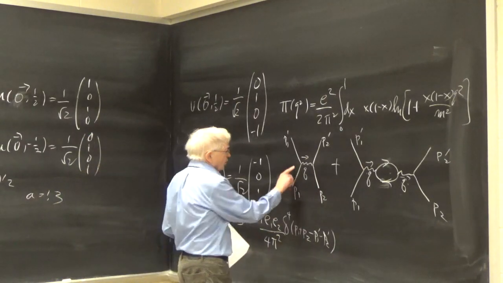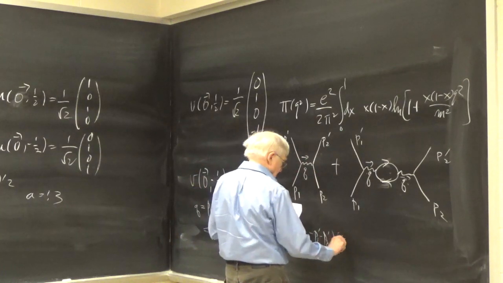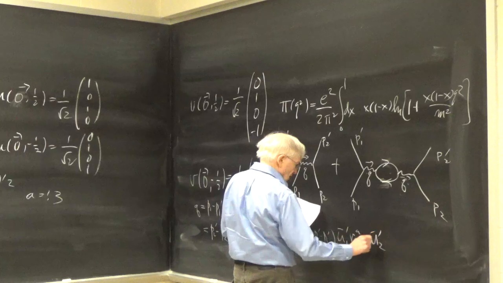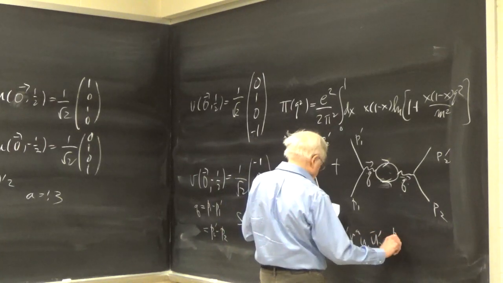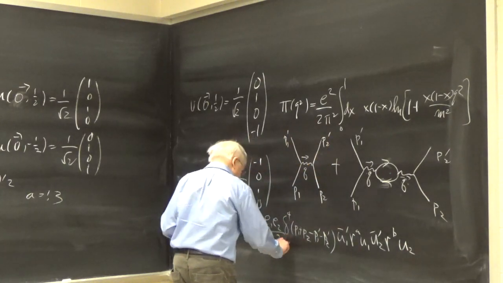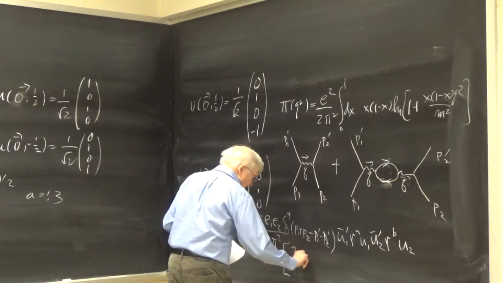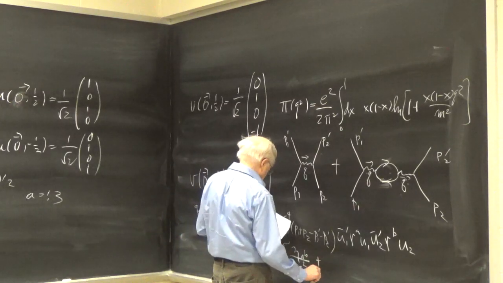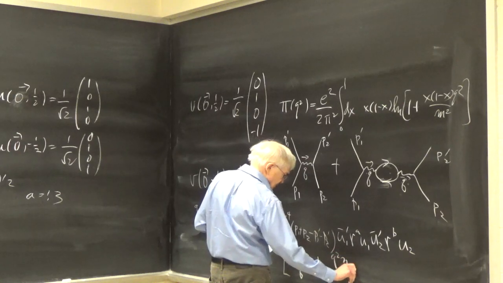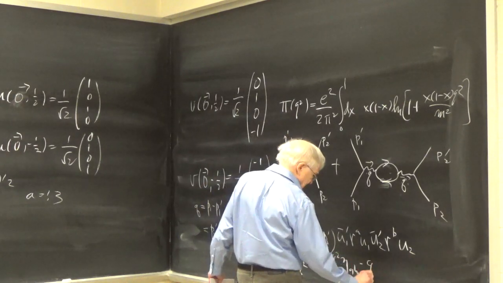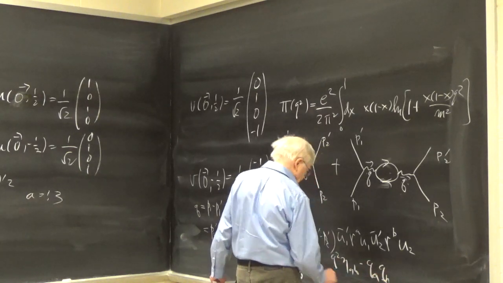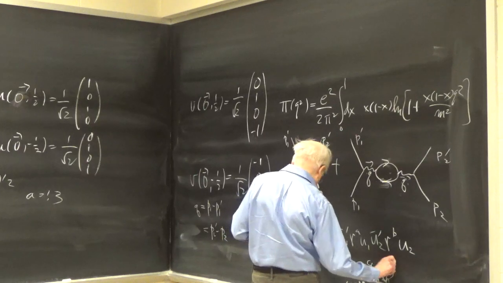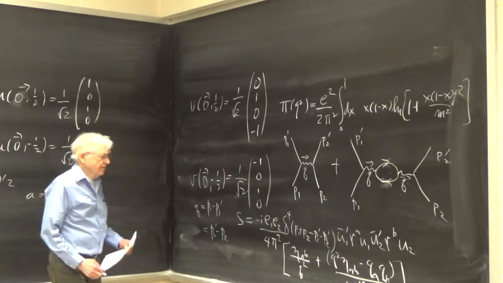And then what's left here is u bar 1 prime gamma A u1, u bar 2 prime gamma B u2, and then the photon propagator in this diagram just gives you eta AB over q squared, and here it gives you q squared eta AB minus qA qB over q squared squared. Okay, so that's the expression.